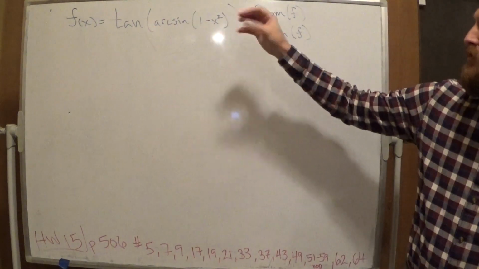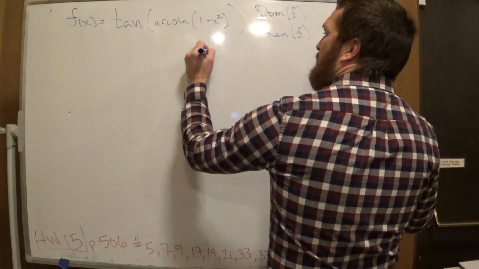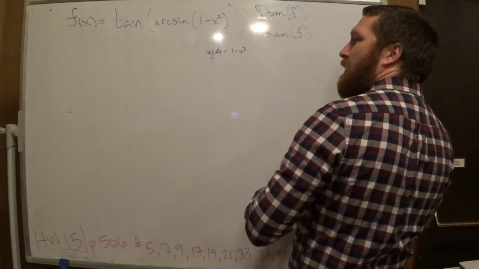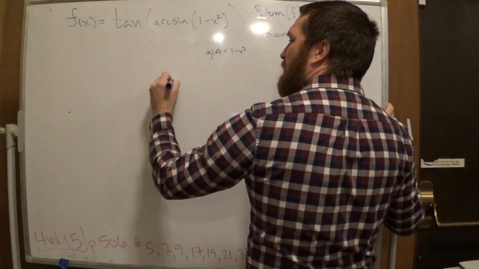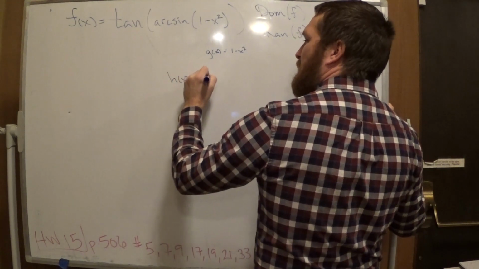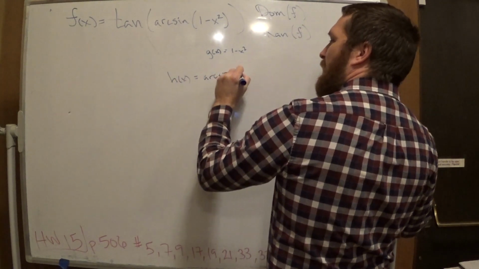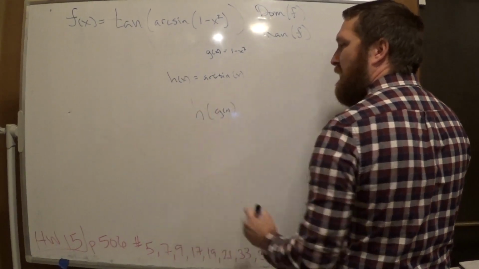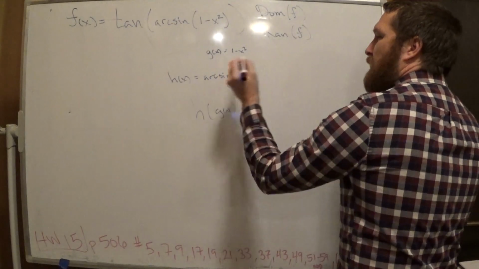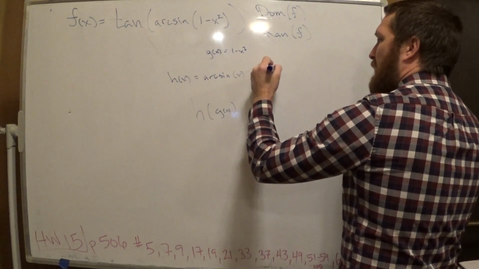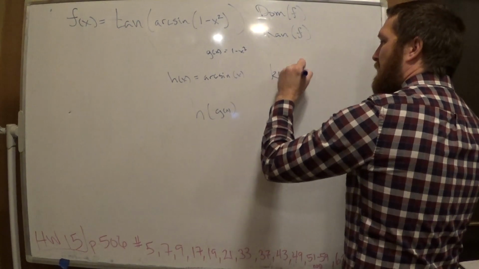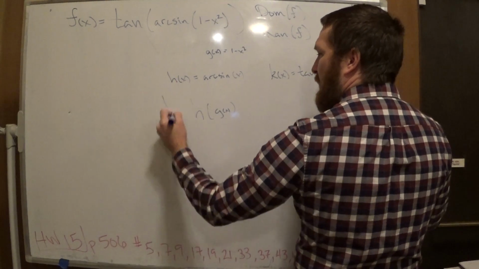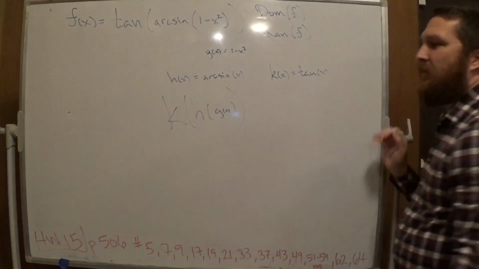As you notice, we have a composition of functions. We could think about this as some function g of x, where g of x is equal to 1 minus x squared. And then we plug that into some other function h of x, where h of x is arcsin of x. And then this little bit right here would be h of g of x. And then if we have another one, k of x is tan x, then we could write this whole thing as k of h of g of x.